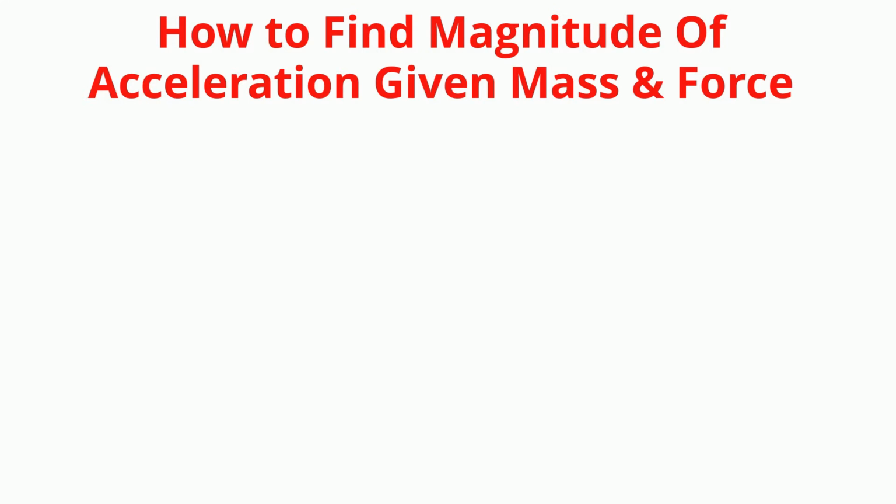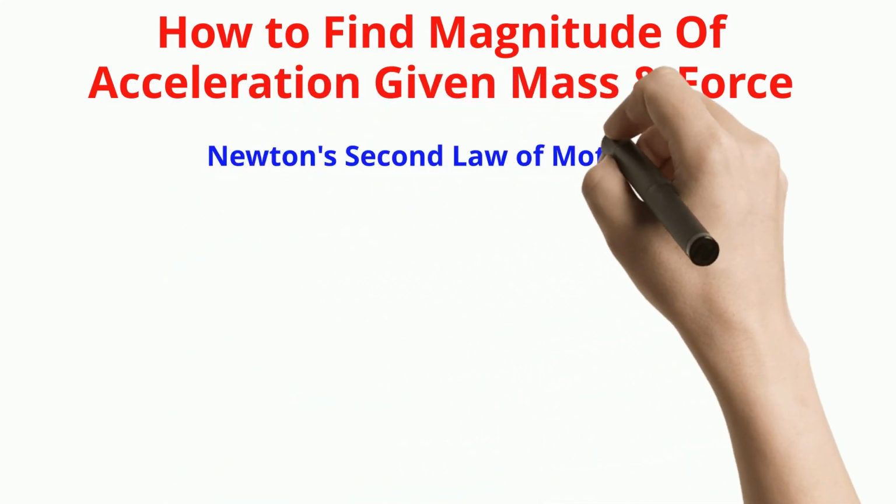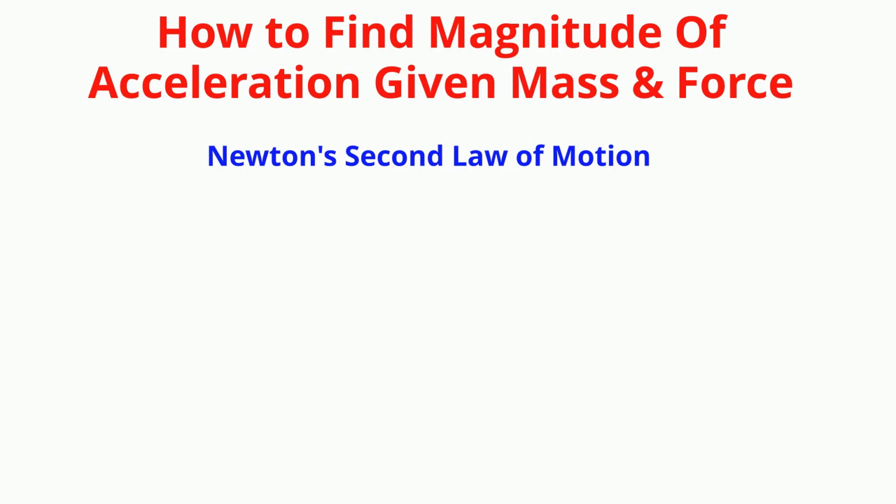According to Newton's second law, if a body of mass m is accelerating under the effect of a force, then the force is obtained by multiplying the acceleration by the mass of the body. So, how can you figure out what the magnitude of acceleration is?